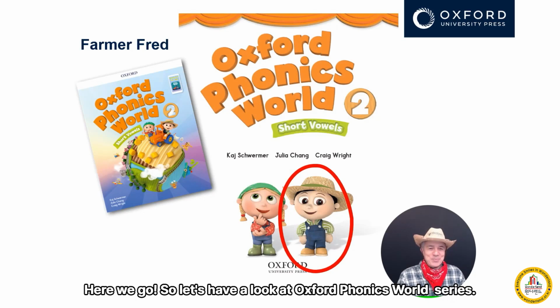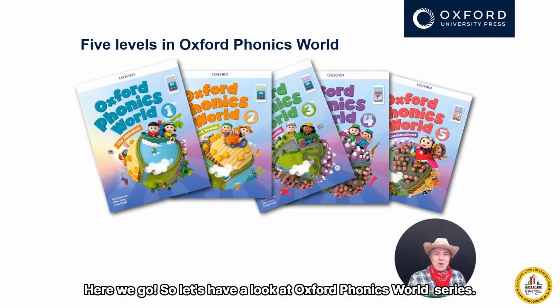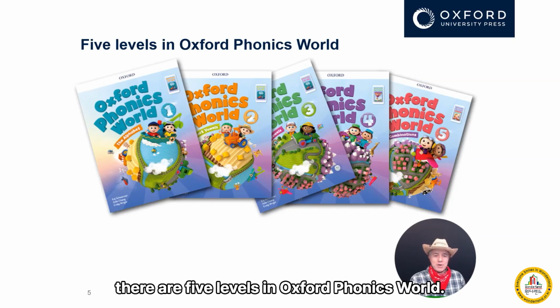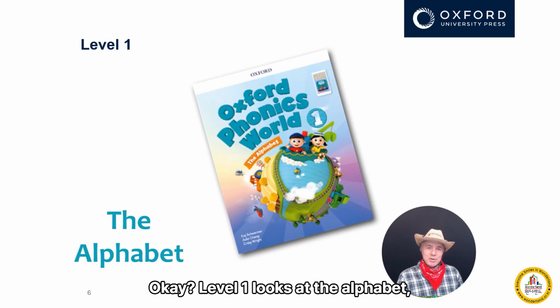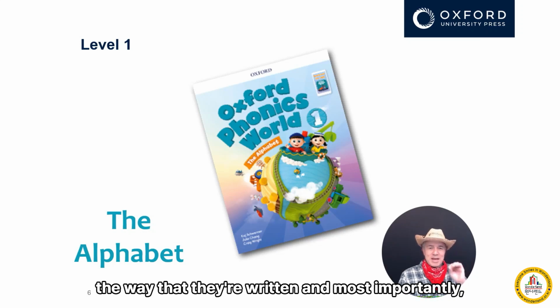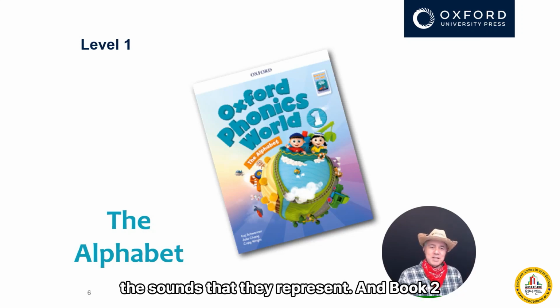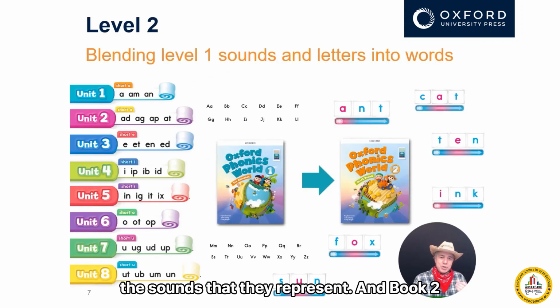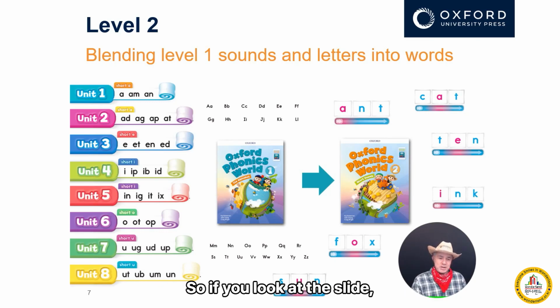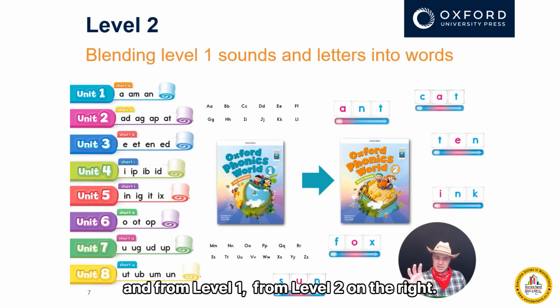Okay? Here we go. So let's have a look at Oxford Phonics World, the series. First of all, there are 5 levels in Oxford Phonics Worlds. Level 1 looks at the alphabet, the 26 letters of the alphabet, the way that they're written, and most importantly, the sounds that they represent. And Book 2, which is the level we're going to look at today, blends the sounds and letters that are introduced in Book 1 into words. So if you look at this slide, you can see 26 letters on the left, from level 1, and from level 2 on the right.